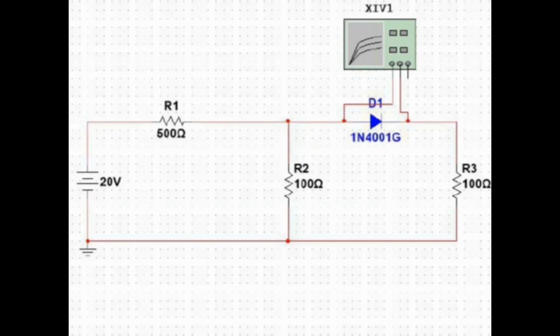I will explain about the simulation question number 2. For the simulation question 2, we are using Multisim. First, we just recreate the circuit in Multisim to simulate the circuit. We just add the voltage source which has a voltage of 20 volt, resistor 1 with a resistance of 500 ohm, resistor 2 with a resistance of 100 ohm, resistor 3 with a resistance of 100 ohm, and diode 1N4001G which is a silicon diode. Then we simply link it with a wire.